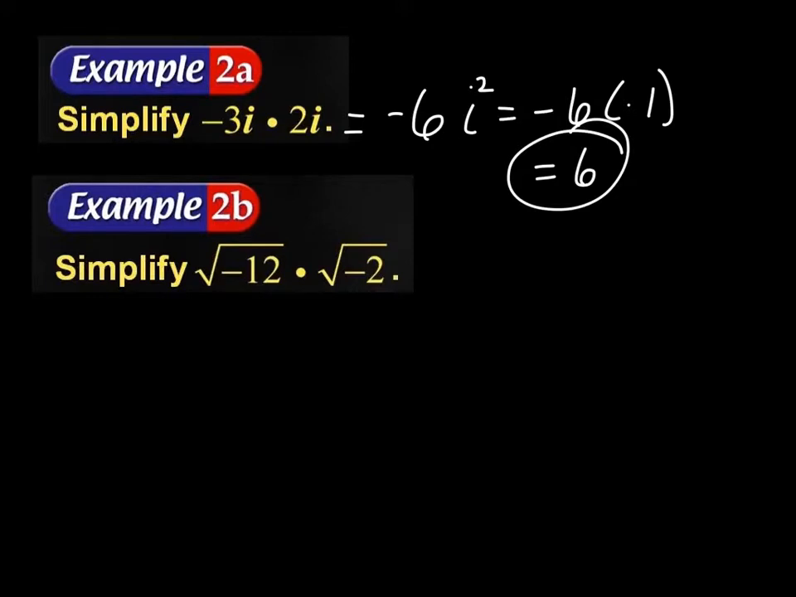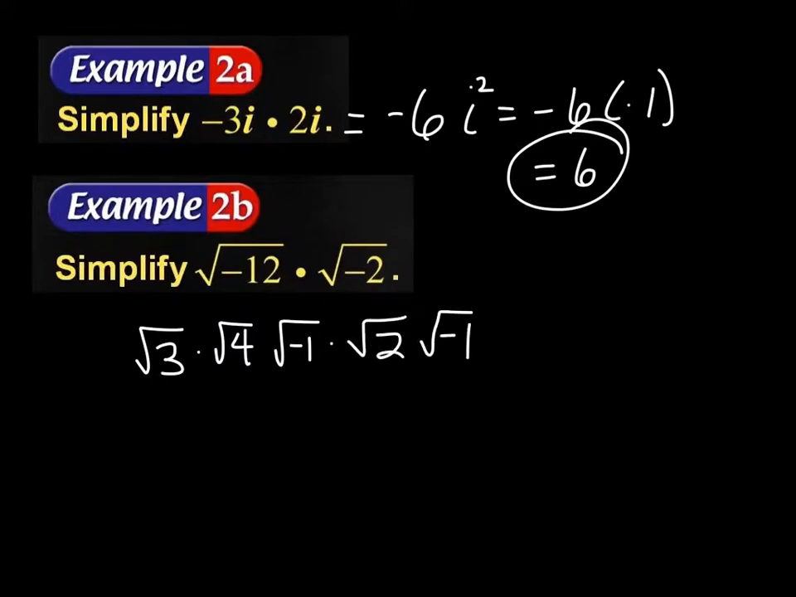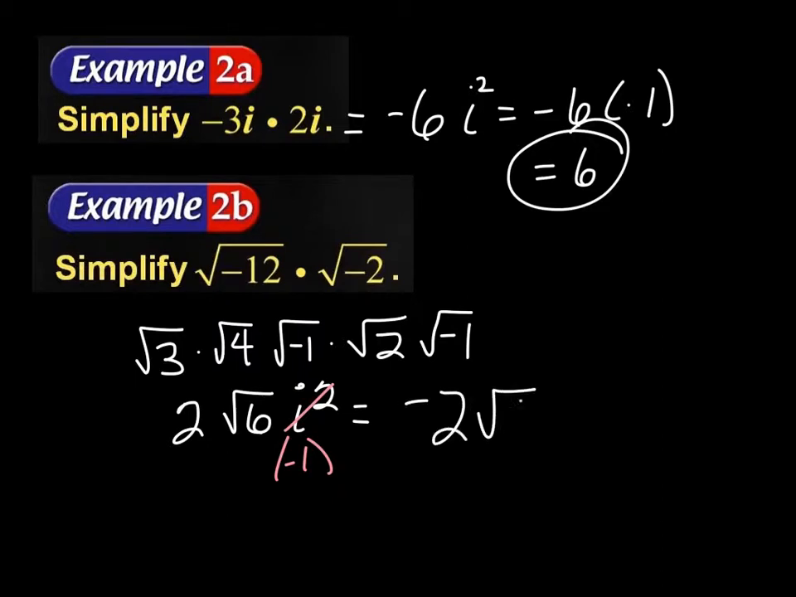We've got square root of negative 12 I can rewrite as square root of 3 times square root of 4 times square root of negative 1. And square root of negative 2 I can write as square root of 2 times square root of negative 1. I know what the square root of 4 is. It's 2. Square root of 3 times square root of 2 is square root of 6, and square root of negative 1 is i. So if we have i times i, that's i squared. Oh yes, and square root and square are inverse operations. So I guess instead of i squared there, I could have just put negative 1. So my final answer is going to be negative 2 square root of 6.